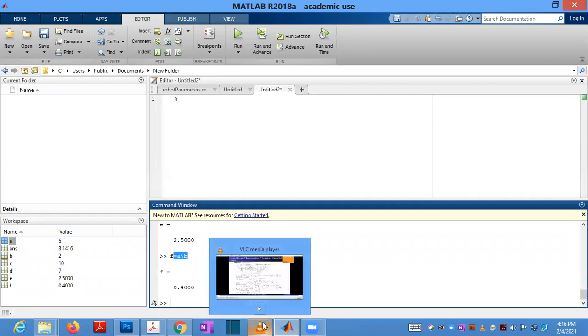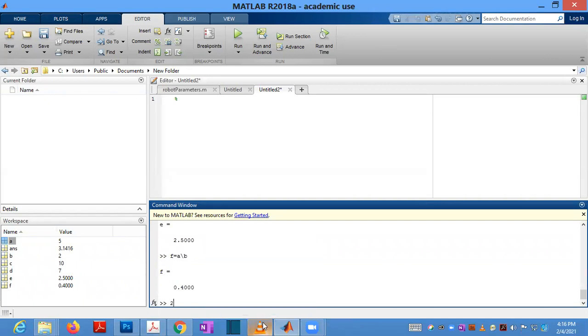For exponential you can add A raised to 3, you can add it as it is. So if you have MATLAB, you can try these things.